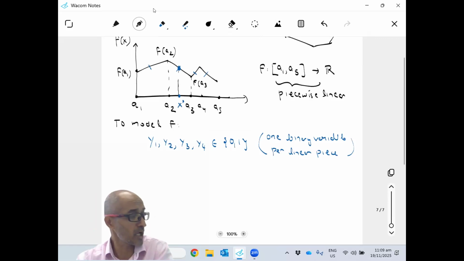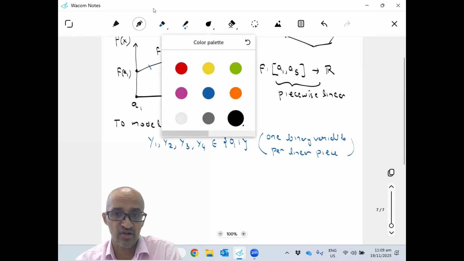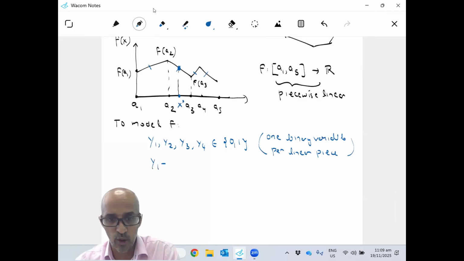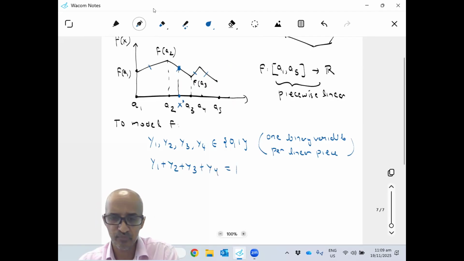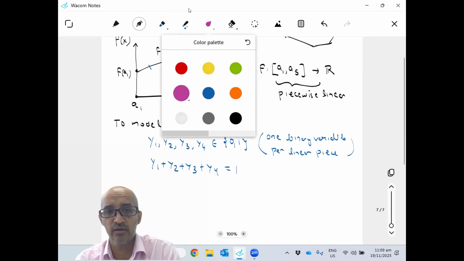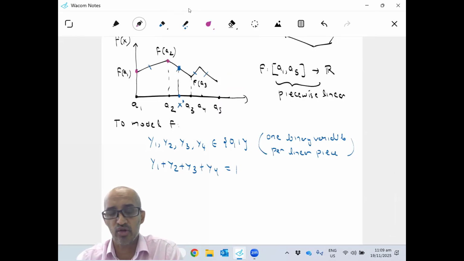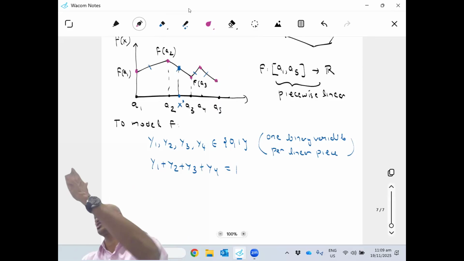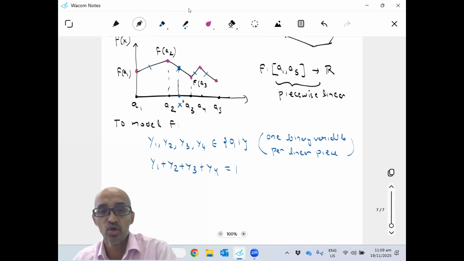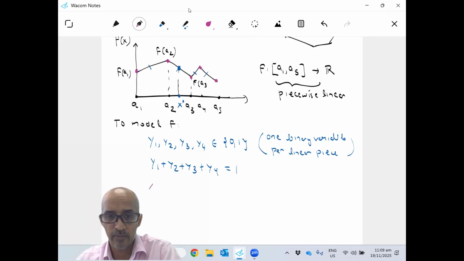So here are our constraints. We want exactly one of the 4 pieces to be turned on: 1, 2, 3, 4. That's captured in this. We are going to have multipliers which tell me the convex combination. So how many breakpoints do I have? If I've got 4 linear pieces, I'll have 5 breakpoints: 1, 2, 3, 4, 5. A breakpoint is where the function changes slope.